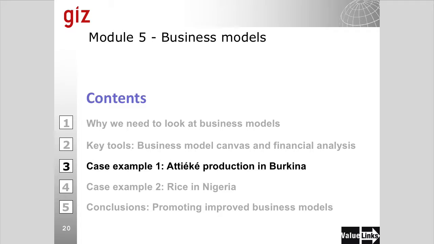So here are two examples. The first is Attiéké production in Burkina Faso. And that's a case that has been presented by PDA. We've been working together. This is the Program for Agricultural Development. It talks about a value chain because PDA has been working on 5 value chains for a couple of years, one of which is cassava.